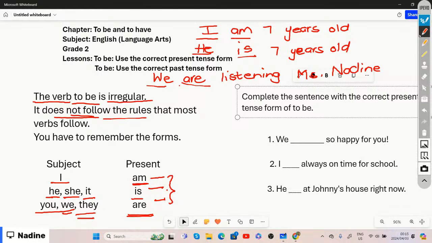Do we say we am so happy for you? Do we say we is so happy for you? Or do we say we are so happy for you? What is the verb that we must use within that sentence?